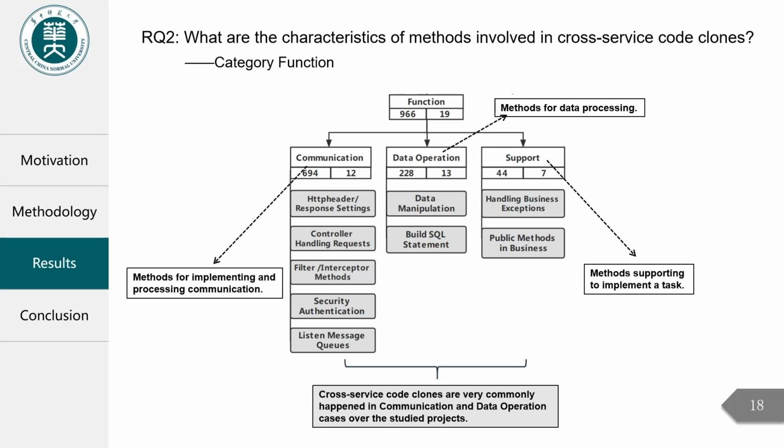Next, if clone pairs exist in the methods for implementing specific business concerns, we consider them to be in the function type, which can be further divided into three subcategories: communication, data operation, and support. We can say 966 clone pairs in 19 projects belong to this category, mostly happening in communication and data operation cases. Developers should pay special attention to avoid or manage related clones when they need to implement similar business concerns.